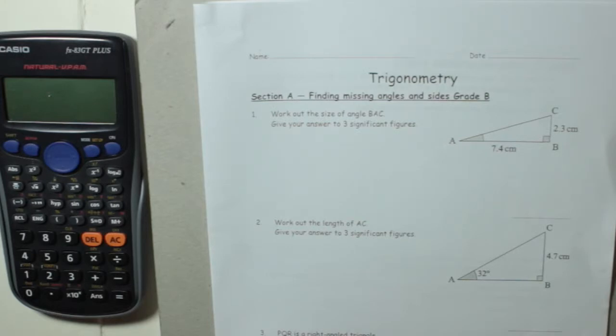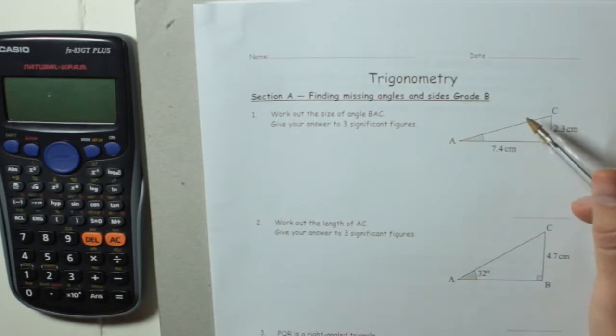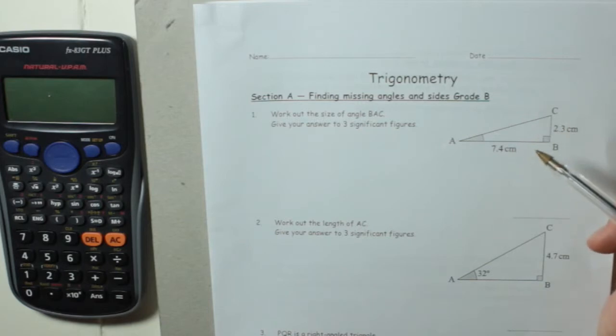And the difference is, with Pythagoras, they will usually give you two sides and you will be required to find the third side, whereas in trigonometry you will have either two sides and you have to find an angle, or a side and an angle and you've got to find the other side.